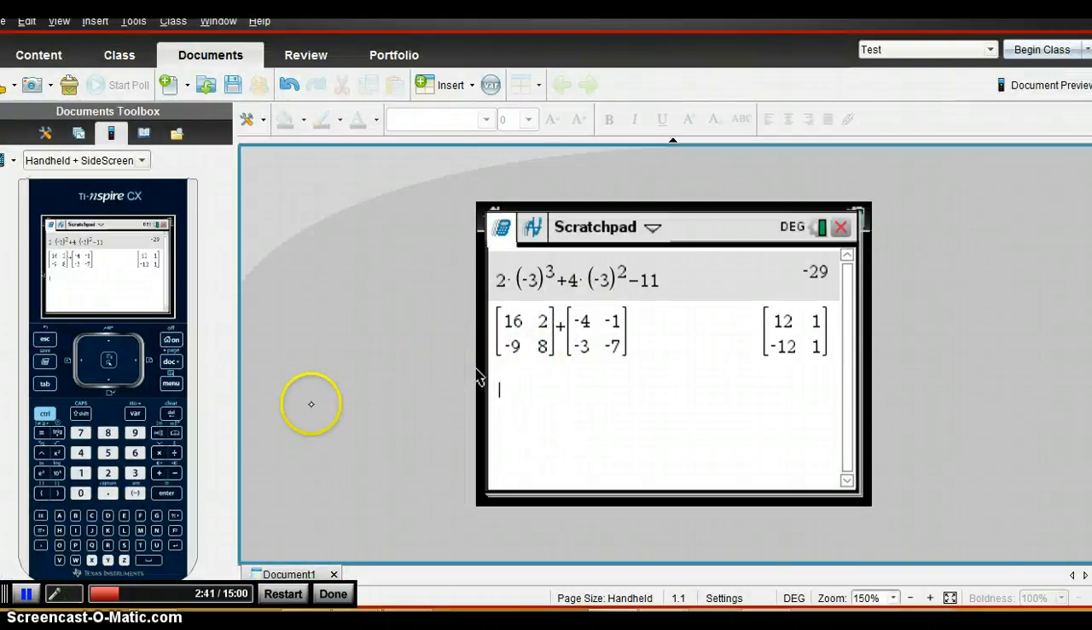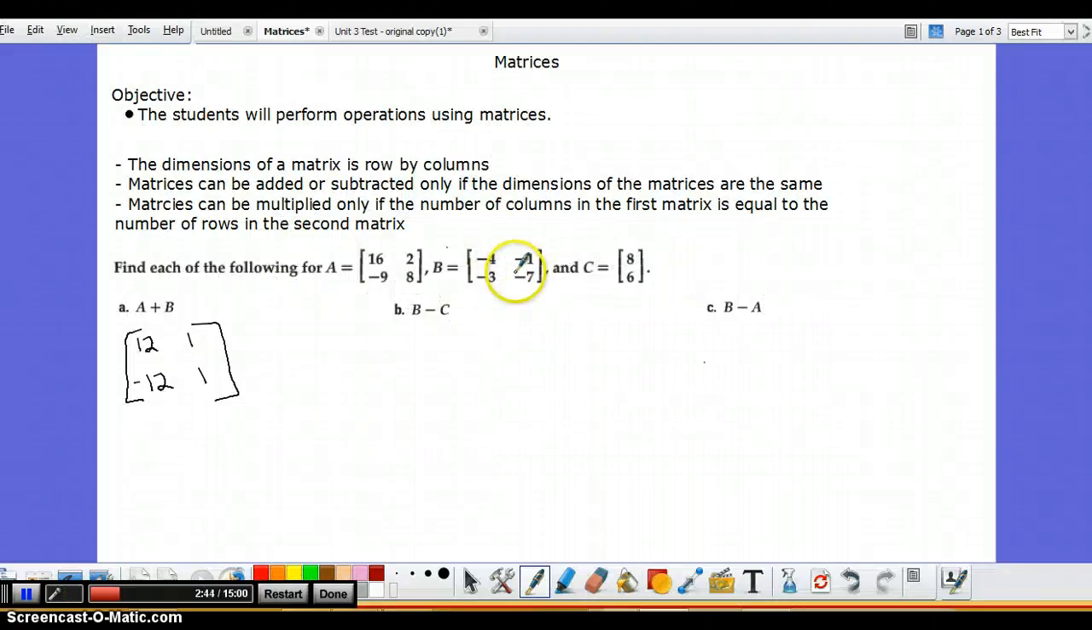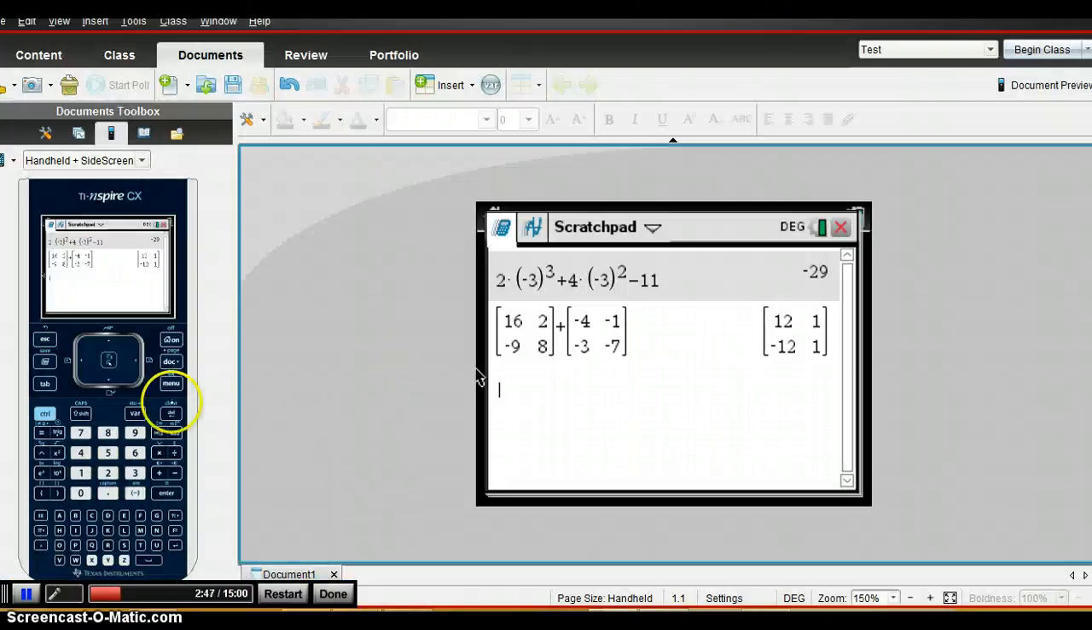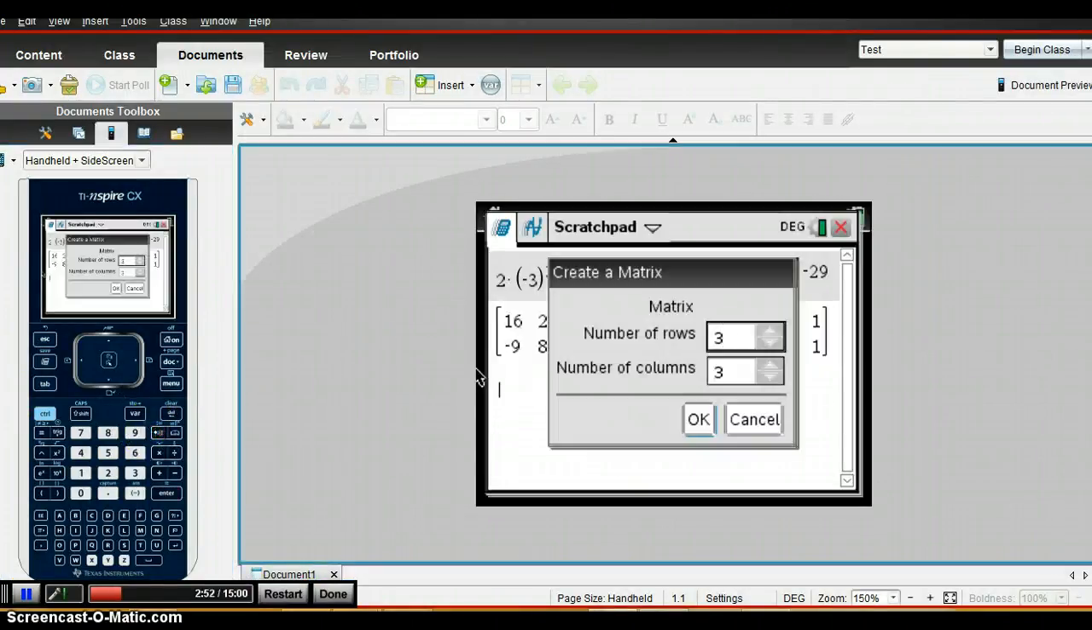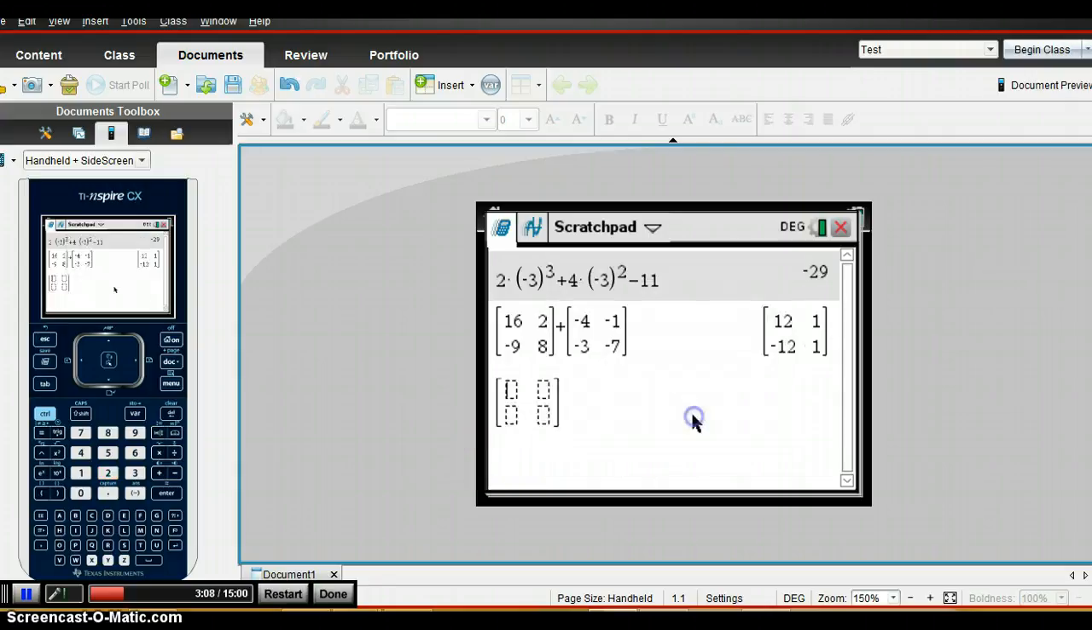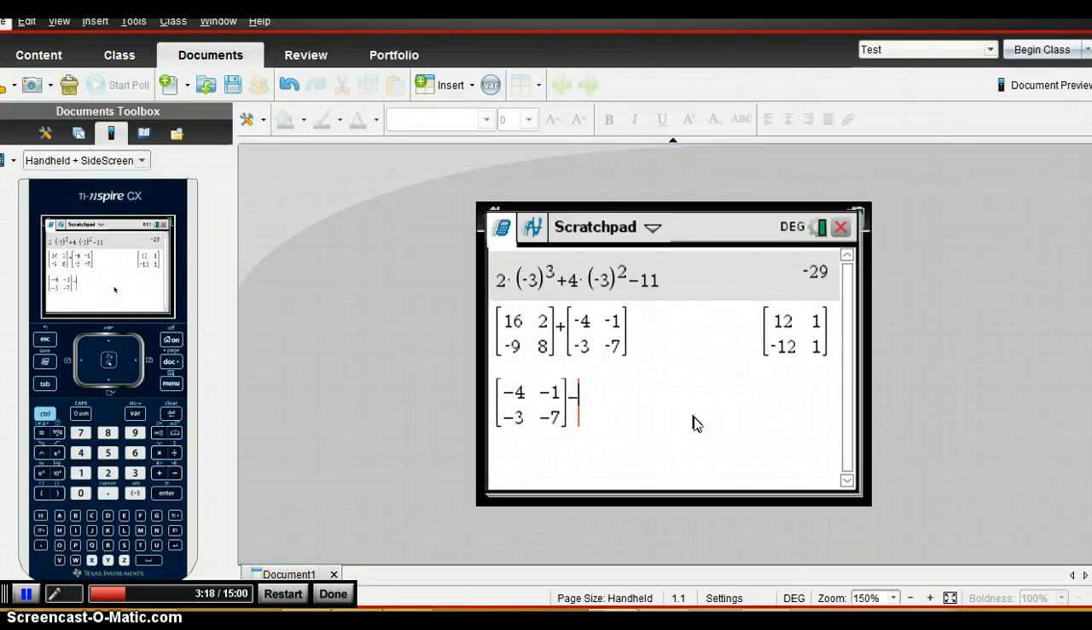So now I want to try to subtract B and C. So let's come back. So B is this one, C is that one. So we come back here. We again want a 2 by 2. And this is the -4, -1, -3, -7. And we're going to subtract from that.